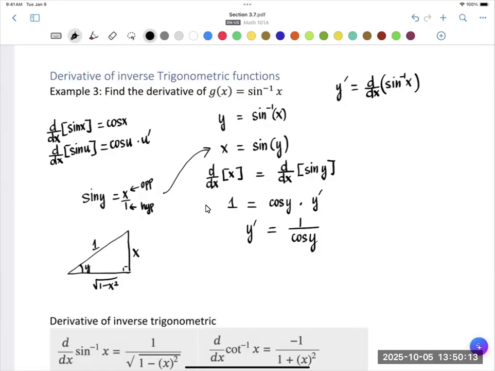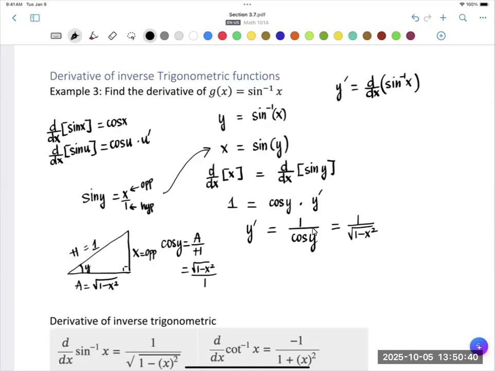Then what about cosine y? Cosine y is adjacent over hypotenuse. Where's my adjacent? The adjacent is what we just found, this is the opposite, and this is the hypotenuse. Then the adjacent is the square root of 1 minus x squared over 1. So we will replace cosine y by the square root of 1 minus x squared, so it's going to be 1 over the square root of 1 minus x squared.